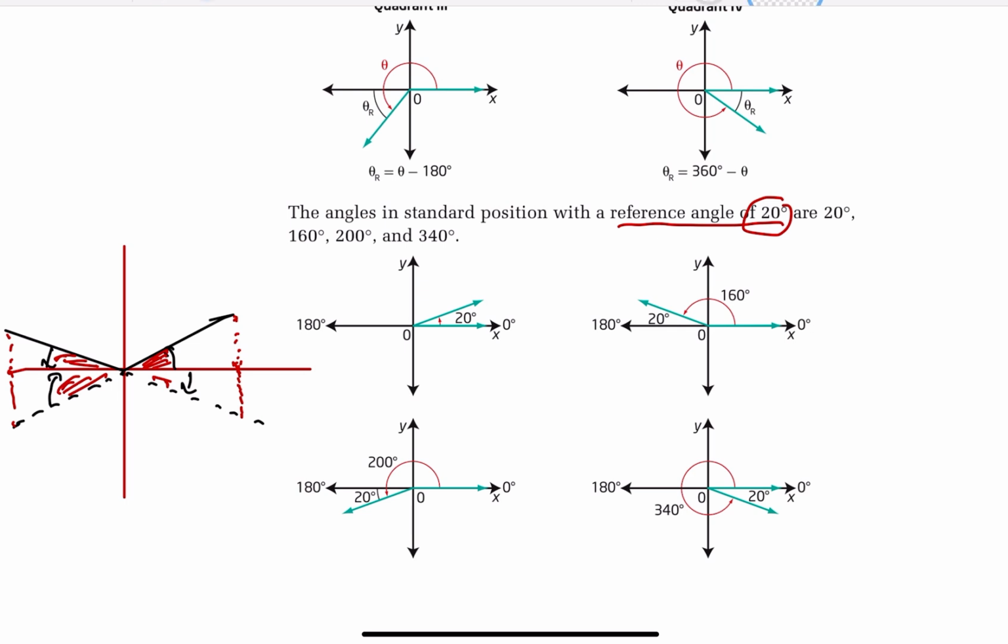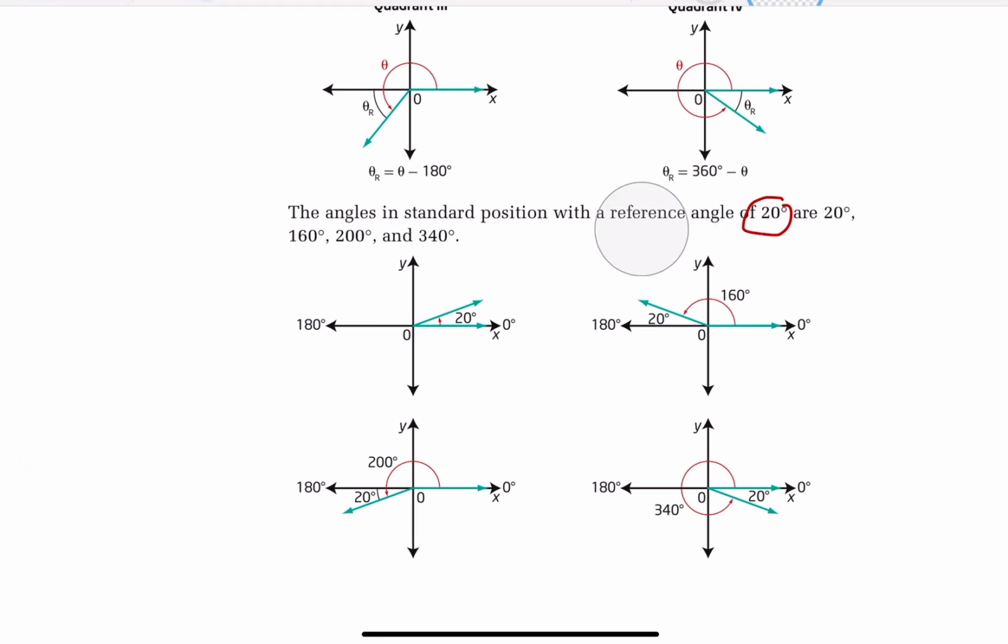So just to remember, if you are given a reference angle, that tells you that you need to draw four different positions. One of them will be at the right side of the x-axis, one of them will be at the left side of the x-axis, one of them will be downside of the right side of the axis, and another one will be downside of the left side of the x-axis.